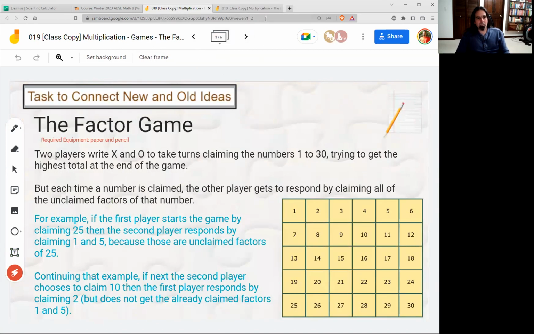Okay, now that we have done factors, we can play the factor game. So I will put this back in the text chat and switch to a different recording.